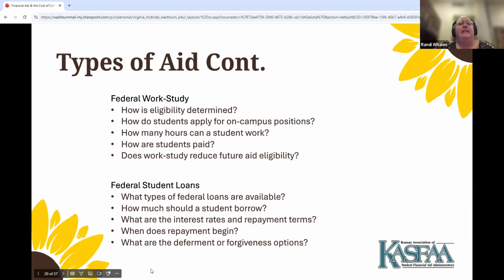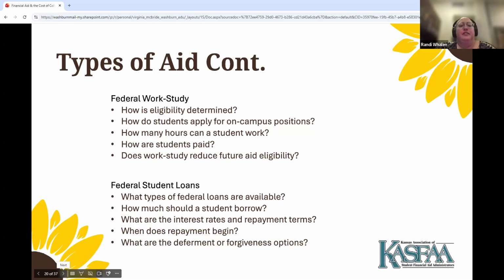Other types of aid. Federal work-study. How is eligibility determined? How do students apply for on-campus positions? How many hours can a student work? And how are students paid? Does work-study reduce future aid eligibility?